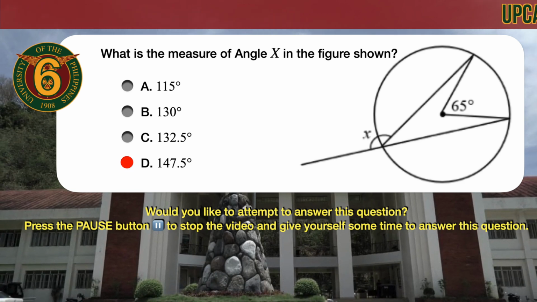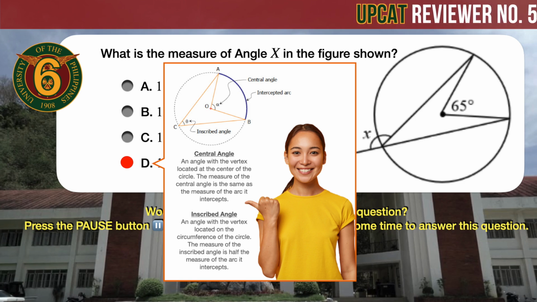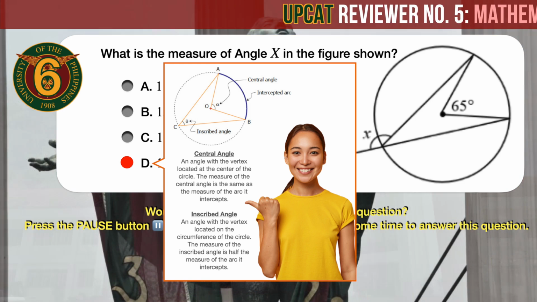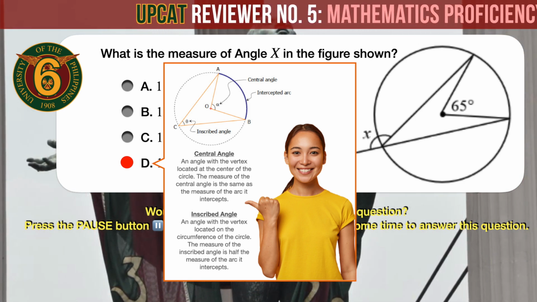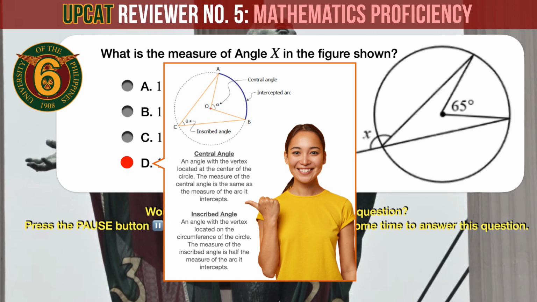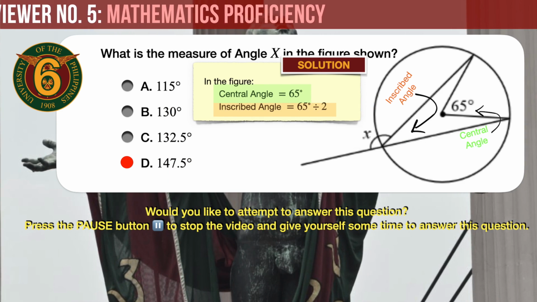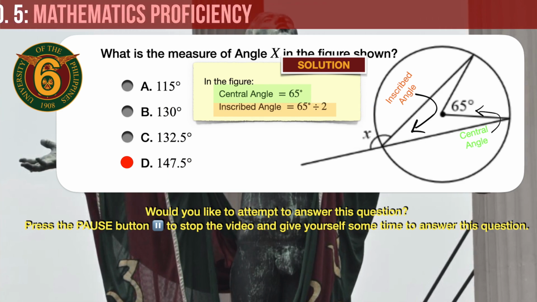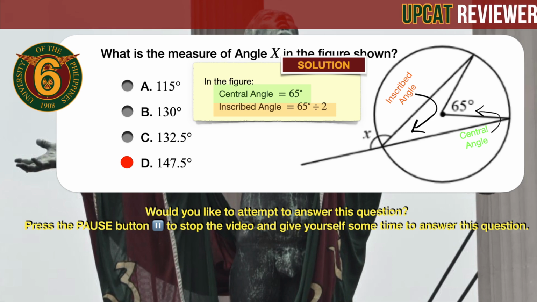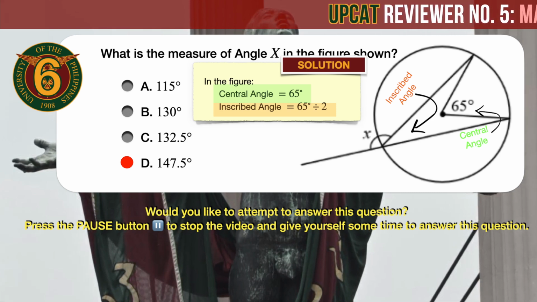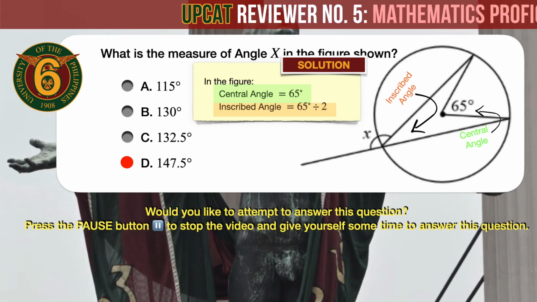147.5 degrees. Recall from your geometry that 1. The measure of a central angle is equal to the measure of the intercepted arc, and 2. The measure of an inscribed angle is half the measure of the intercepted arc. In the given figure, the central angle is given as 65 degrees. From our definition of central and inscribed angles, the inscribed angle is half the central angle. Therefore, the inscribed angle is 65 degrees divided by 2.